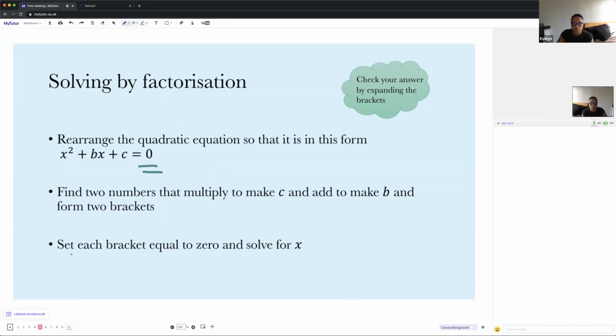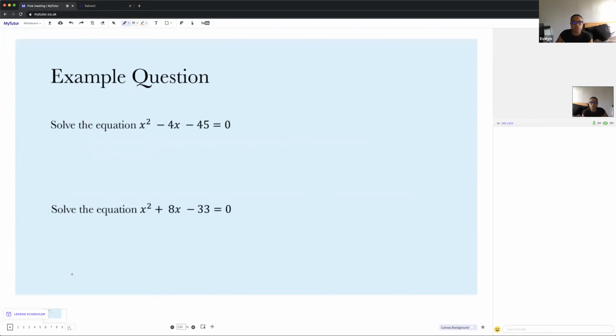Now we're going to go through an example because it will be a lot easier to understand. Now, the most important thing as well that I've put in the bubble up here is check your answer by expanding brackets. Just like yesterday, if we are solving something or we're factorizing something, we can always expand the brackets or substitute to find out what it's going to be equal to and whether our answer is correct. So let's have a go at the first equation up here.